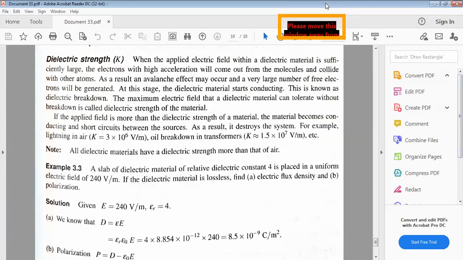Okay, and just like our general breakdown here, dielectric breakdowns occur. The maximum electric field that the dielectric material can tolerate without breakdown is called dielectric strength, and it determines up to which voltage it is safely operated.